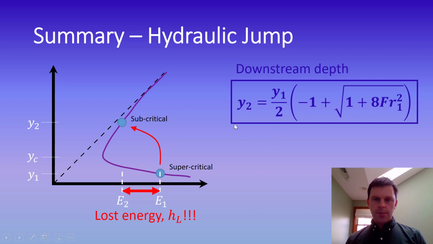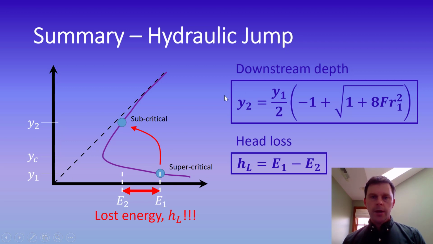One is that the downstream depth is related to the upstream depth using this equation here. And the other one is our usual energy equation. Again, we're considering a flat bottom here, so there's no change in the bottom elevation between 1 and 2. If that's the case, then the change in specific energy is entirely due to the head loss. Once you know Y1, you can plug it in for E1, and once you know Y2, you can plug it in for E2, and you get the head loss directly that way.